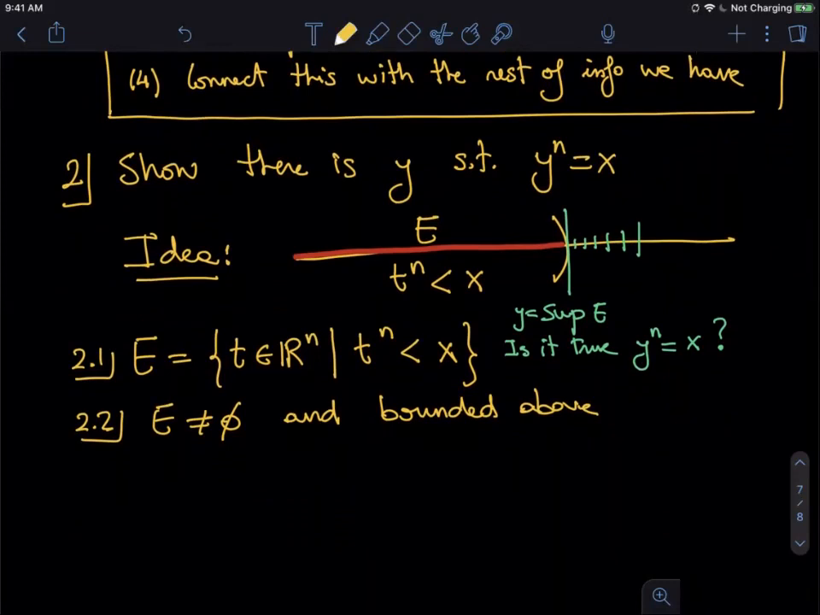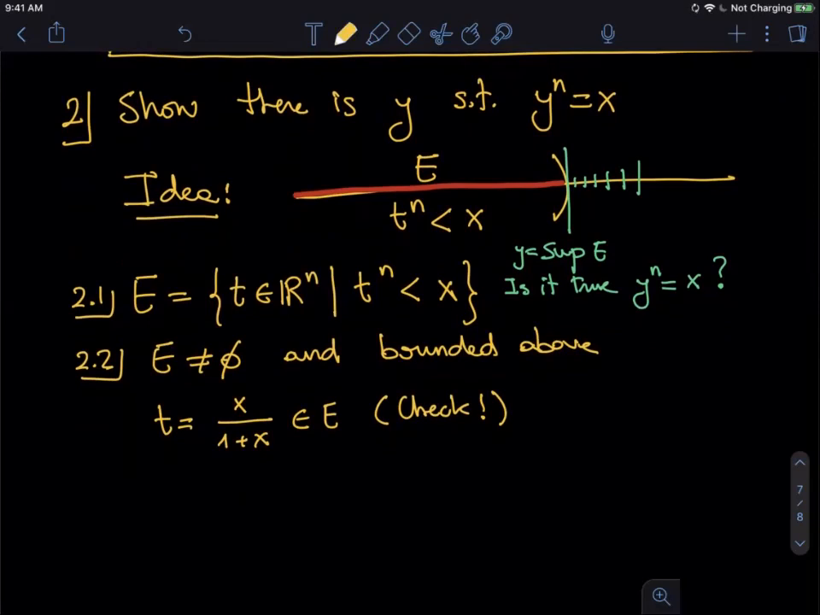Okay. So after some guesswork, you may try this number x divided by 1 plus x. This one belongs to E. Okay. So this I leave for you to check. What you need to check is that x divided by 1 plus x, all of it raised to the power n, is less than x.